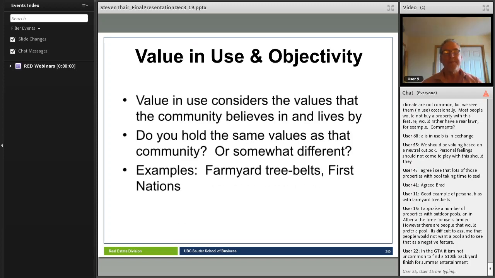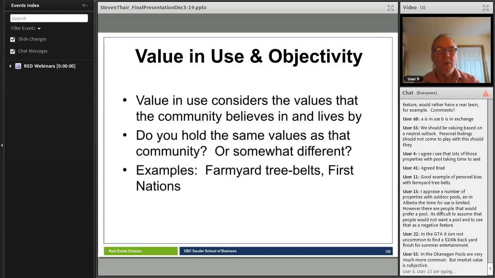So my point about talking about value in use is it's the basis of market value, and yet it is clearly not objective in the way some appraisers use that term sometimes.